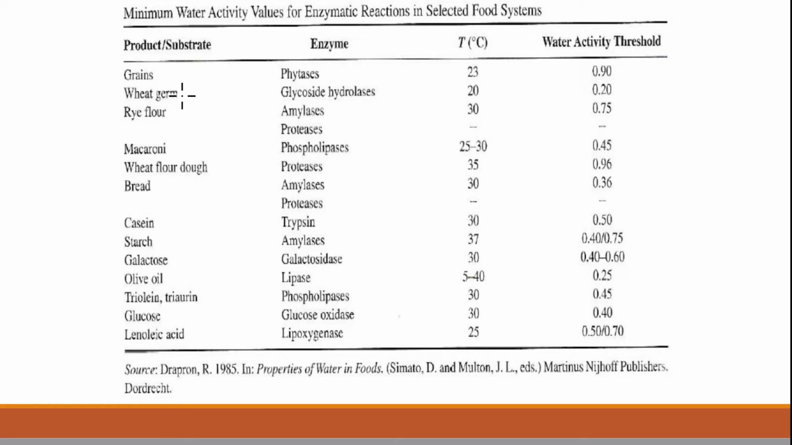So in the wheat germ, glycoside hydrolase can actually start reactions in such a very dry environment here. So this is all for your reference. There are several other enzymes here: amylase, protease, lipase, and so on. We'll look at some of these enzymes later on.